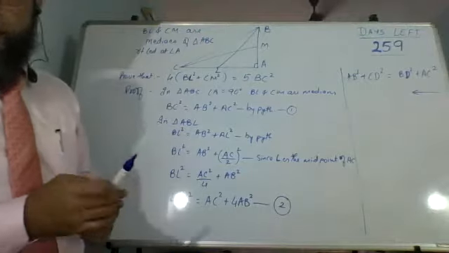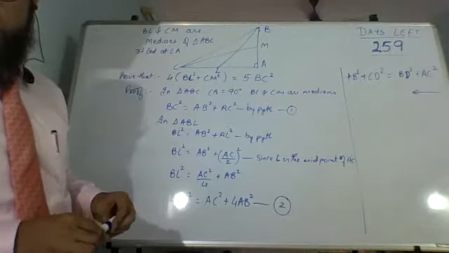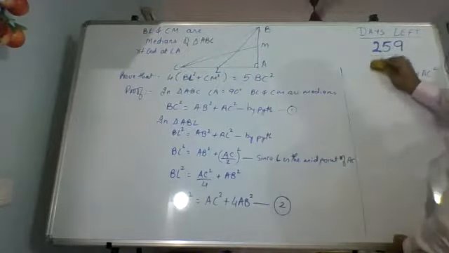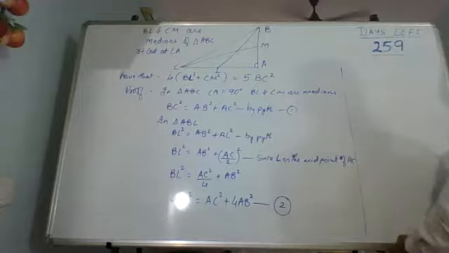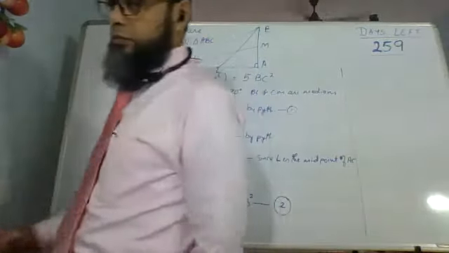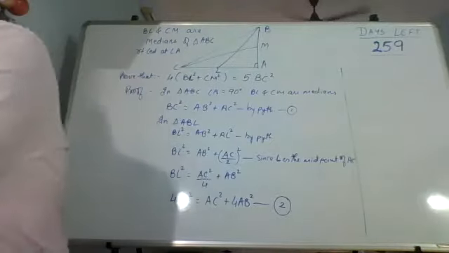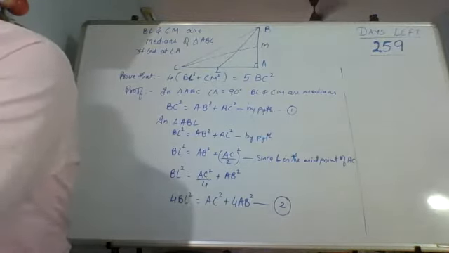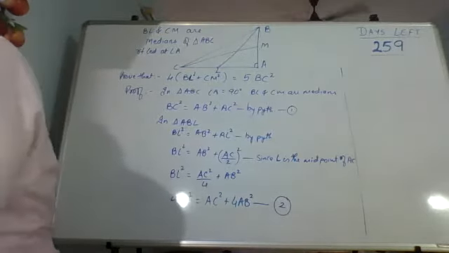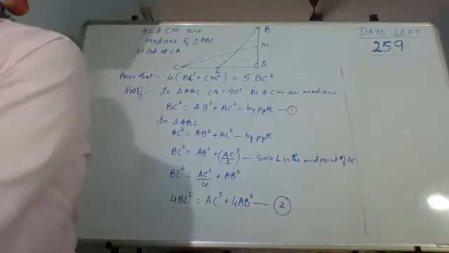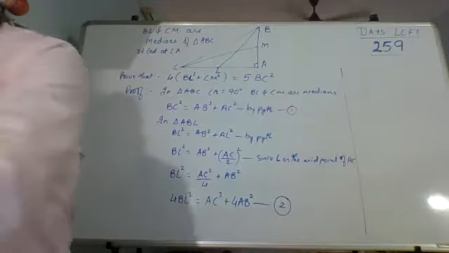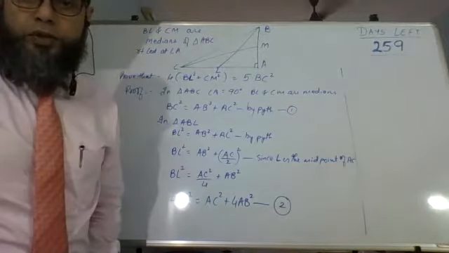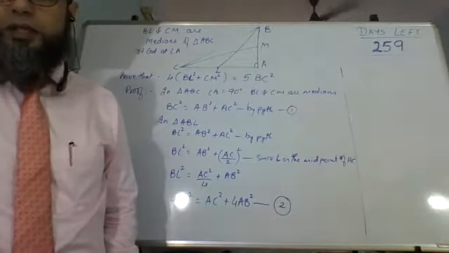Please copy till here, then we'll proceed further. First copy till here. 4 BL square equals AC square plus 4 AB square. Let me know once it is done, then I'll proceed further.